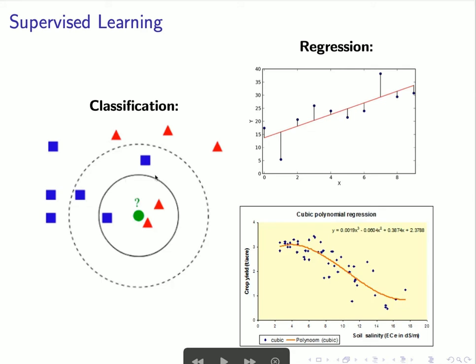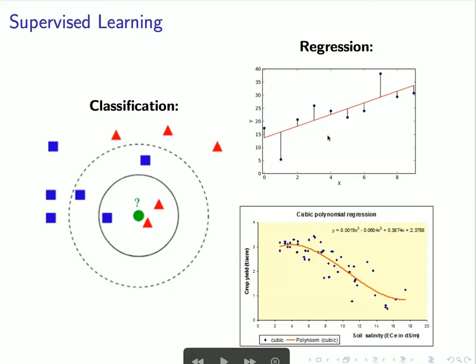A very popular algorithm considers the three closest, for example. You can make it larger. You can consider the four closest or k closest points to this one. And then it says, well, the three closest ones are triangles. So I'm going to label this as a triangle. This is a very popular supervised learning technique.